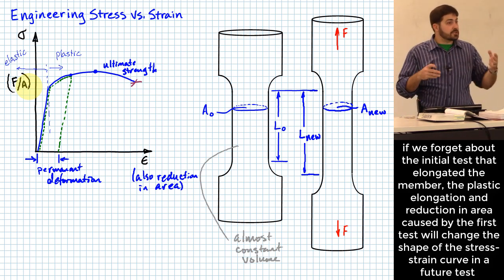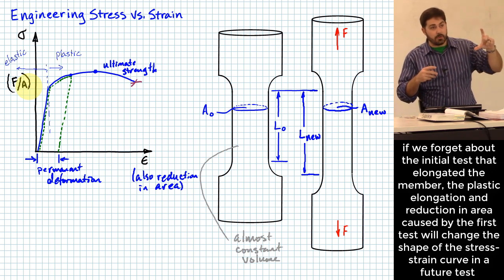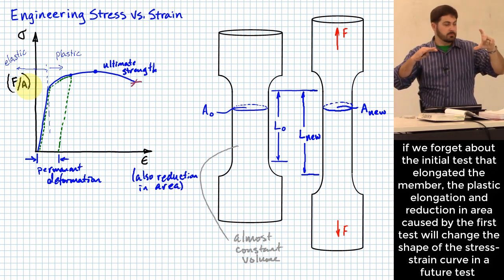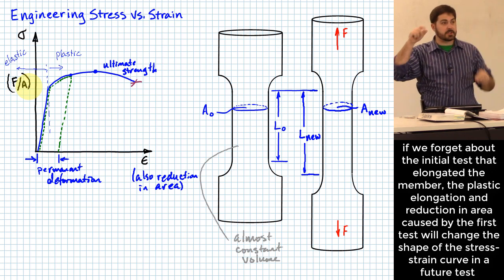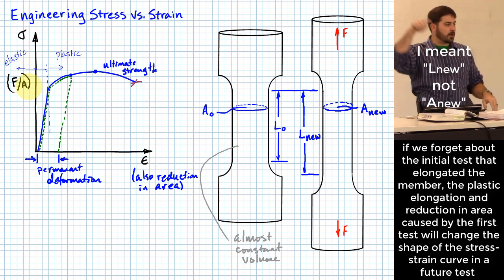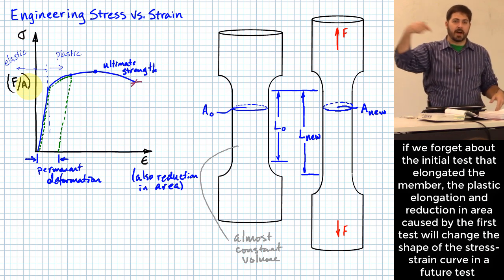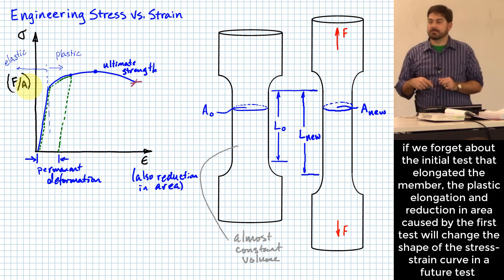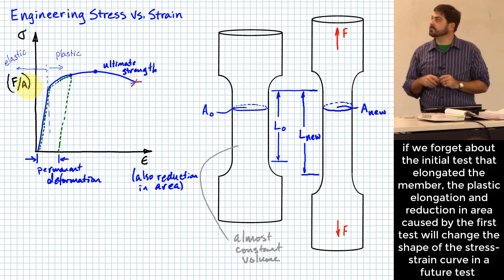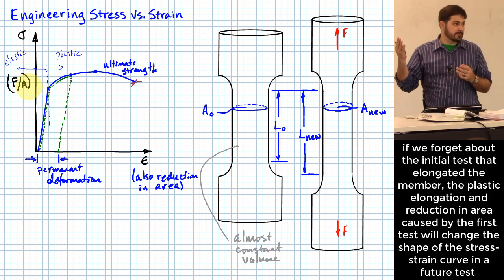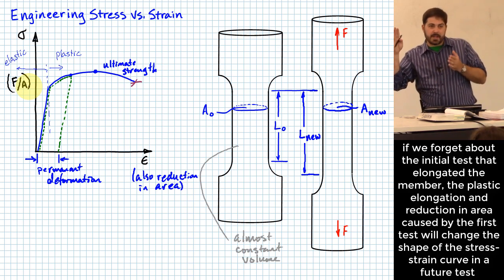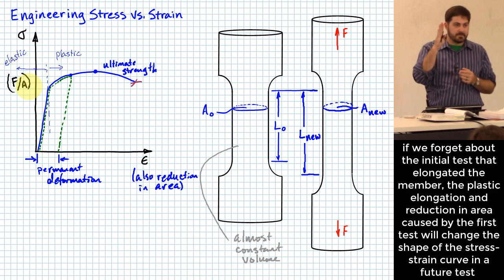Okay, engineering strain is change in length over original length. Well, now we've pulled this thing back out of the drawer. We have a different original length, because A new is now our original length for our second test, right? So what does that do to my strain values? Yeah, I'm increasing the denominator, right? It's going to start making that axis look more compressed, right?